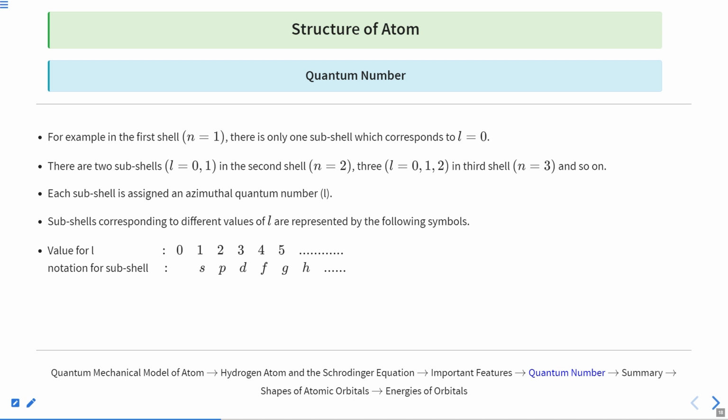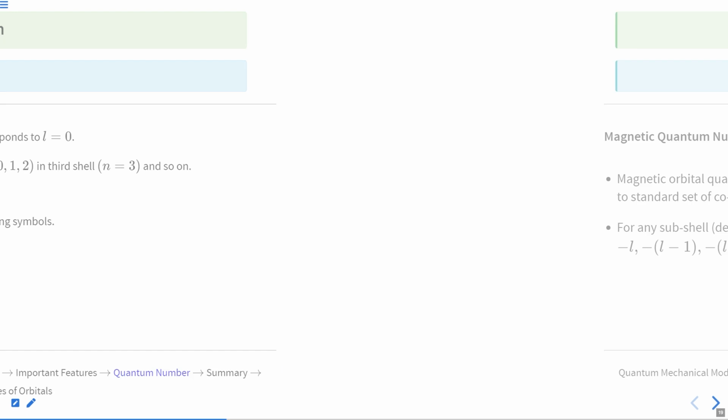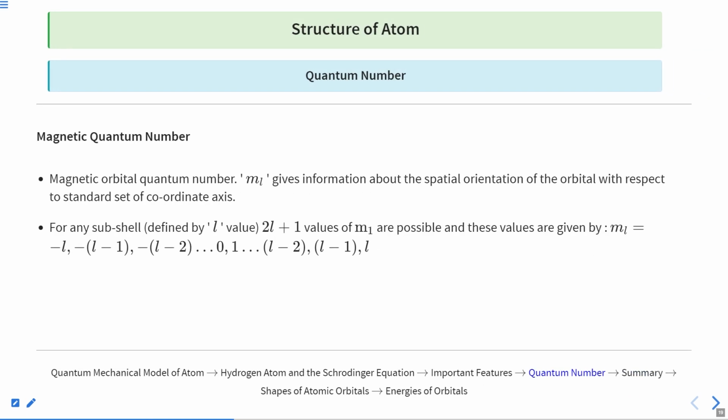Each subshell is assigned a quantum number known as the azimuthal quantum number. So s is assigned 0, p is assigned 1, d is assigned 2, f is 3, g is 4, h is 5, and so on. All these values of L are the azimuthal quantum number or orbital angular momentum quantum number. Now next is the magnetic quantum number.